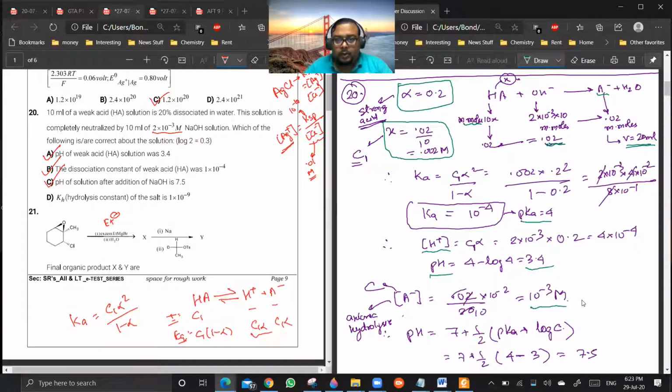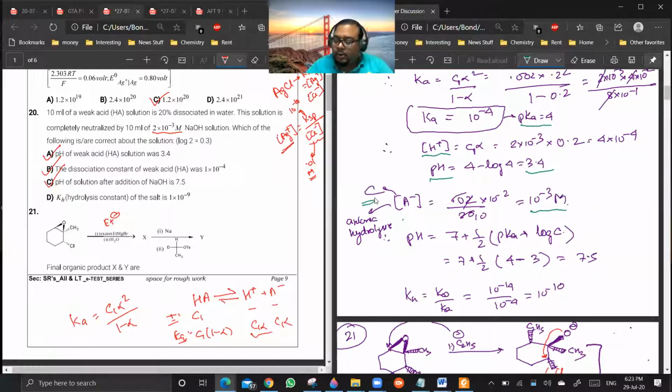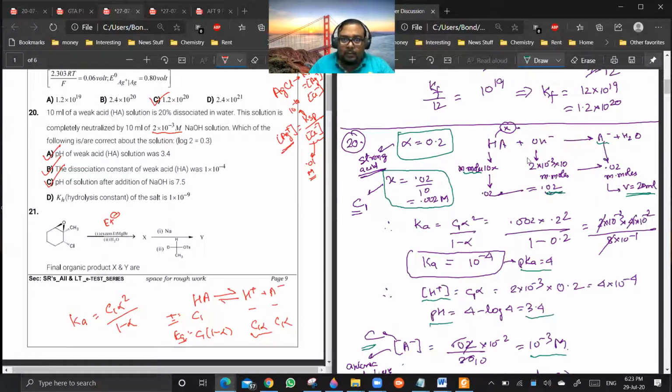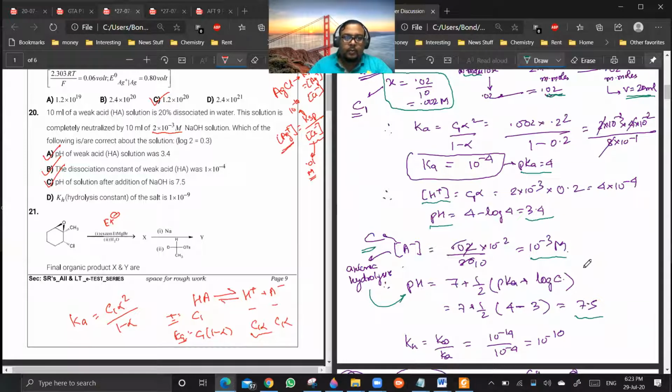Okay. So you see, now you have found the concentration C and you know that only A minus is remaining in the solution. It will undergo hydrolysis because it is coming from a weak acid. So if HA is a weak acid, A minus will undergo anionic hydrolysis. And if it is undergoing anionic hydrolysis, then pH is given by 7 plus half pKa plus log C. pK is 4 and log C will be 3, so it will be 7.5. Are you getting my point?